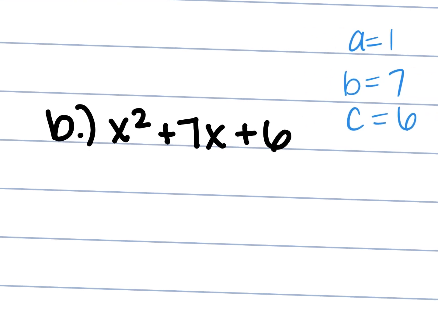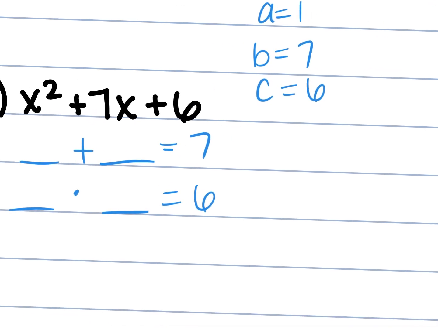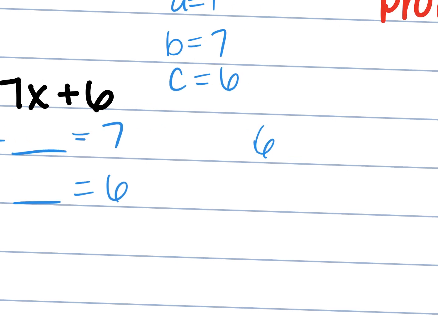Sum, good. That means add, correct? And product. When I add them, what are they going to be equal to? 7. When I multiply them, what are they going to be equal to? 6. Now, people, if you are struggling with coming up with the values that add to 7 and multiply to 6, listen carefully.